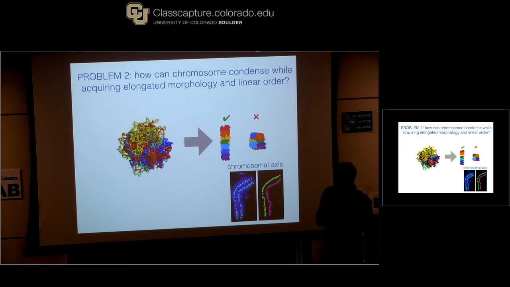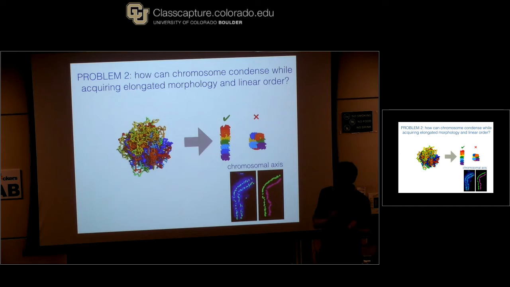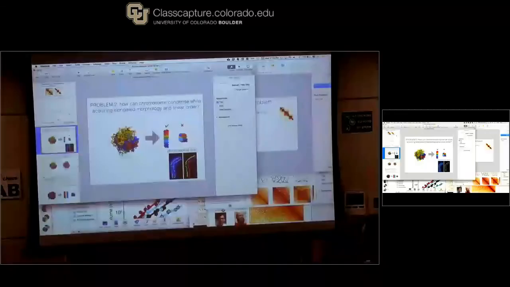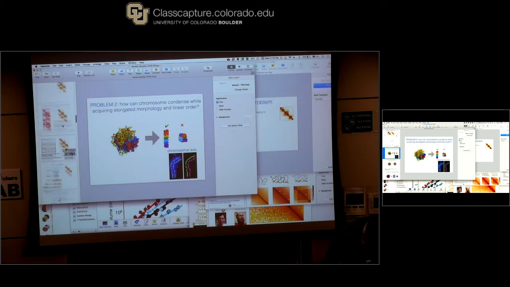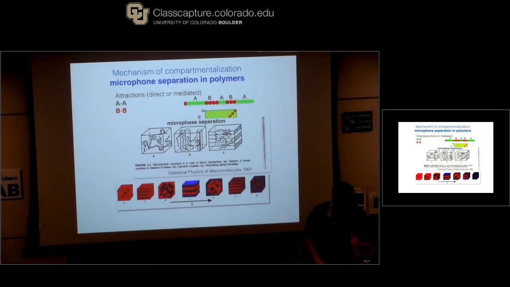Okay, let me tell you. The surprising answer is that compartments and domains are formed by two separate mechanisms that work completely independent of each other. Compartments are reminiscent, I'll give you a quick summary of everything, of what's called microphase separation in polymer physics.